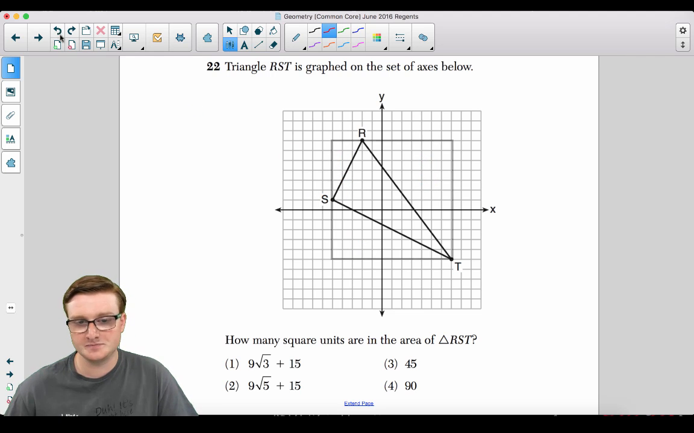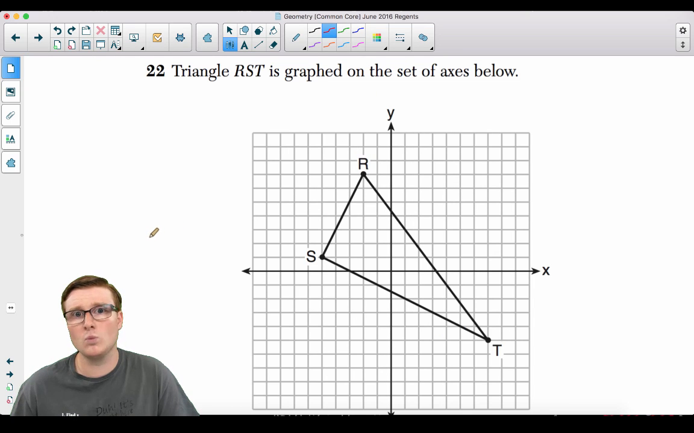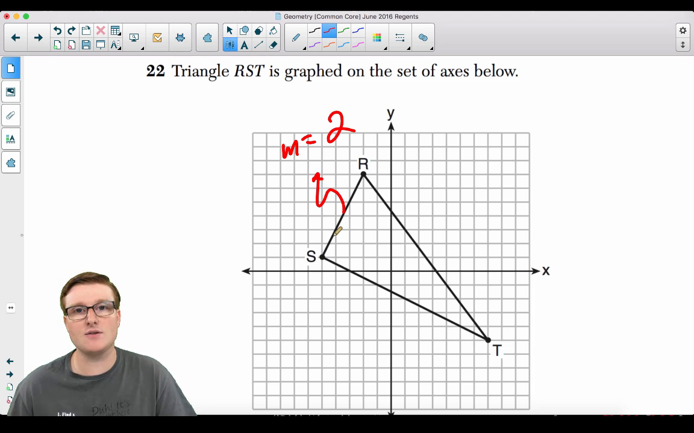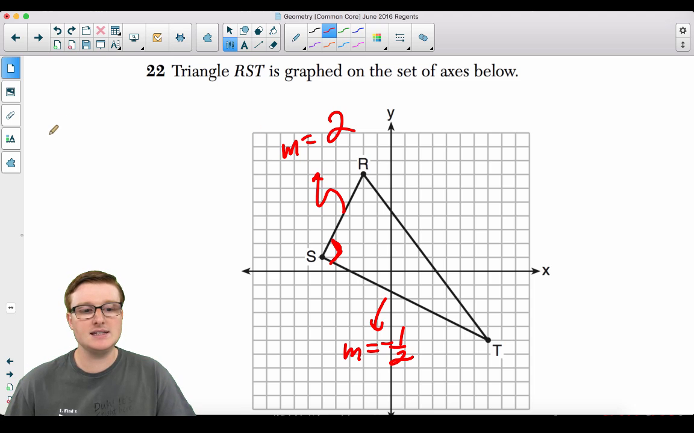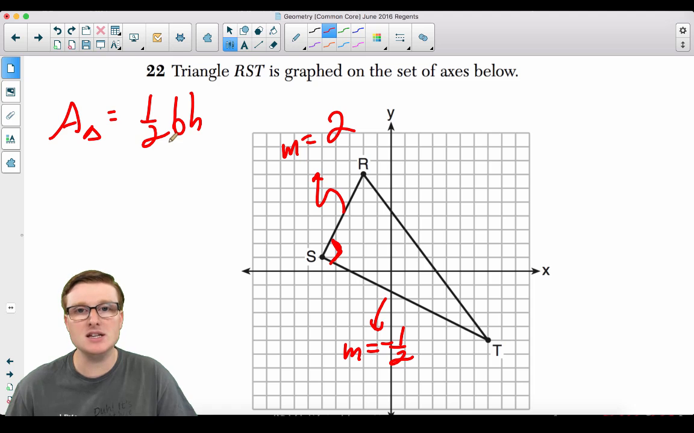So what we're going to do is I'm going to say, hey, wait a minute. Is triangle RST a right triangle? Well, let's verify this. The slope of RS is equal to positive 2. You go up 2 and to the right 1 every single interval. Then if you take a look at the slope of ST, that has a slope of negative 1/2. So therefore, this angle over here in the corner, angle S, is a right angle. So what that tells you is that the area of a triangle, which is 1/2 base times height, can be used. You don't have to use what's called dissection.